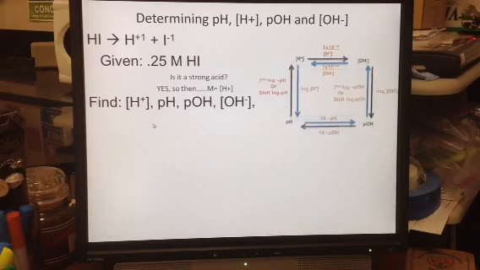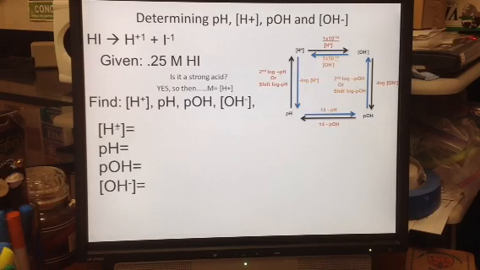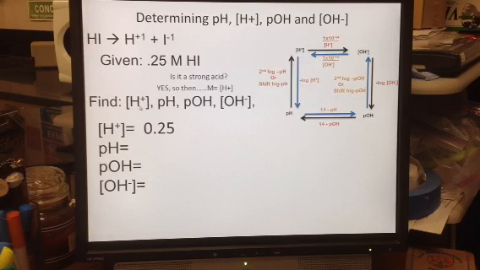So that's my first step. I will be using a set of equations. This is a square that helps you find out each one of these things, and I will set them up for you down here. The first thing I'm going to be looking at, of course, is your H plus. I know immediately it's 0.25 because it is a strong acid. That molarity and the hydrogen ion concentration are equivalent. So that one's out of the way.